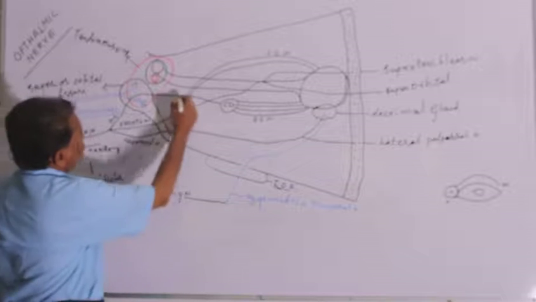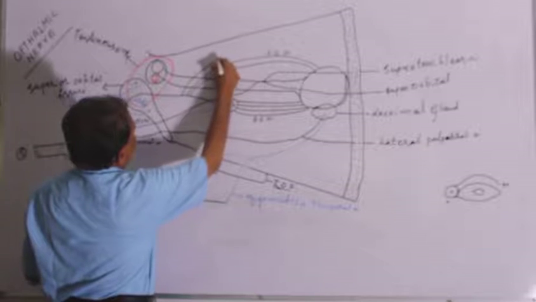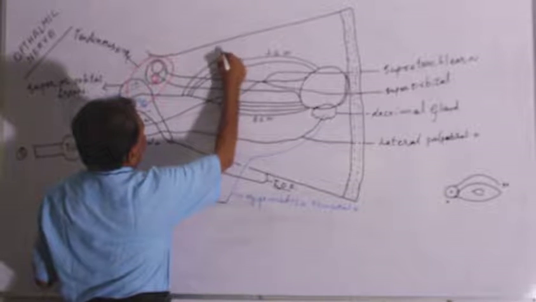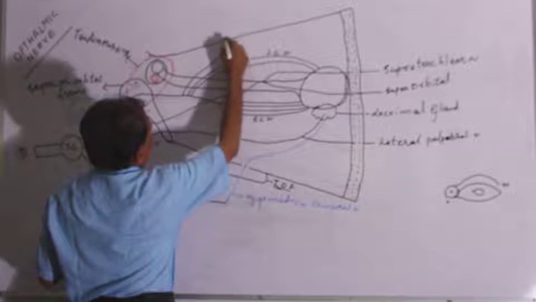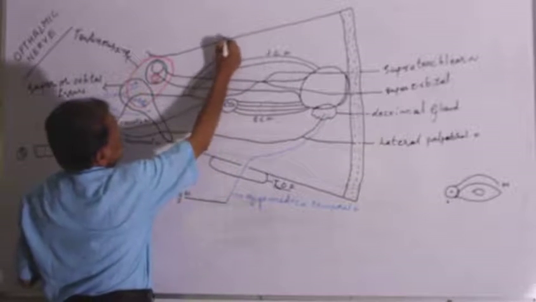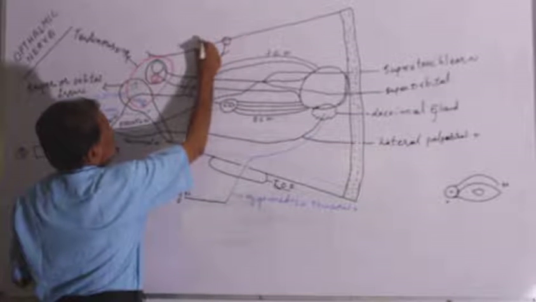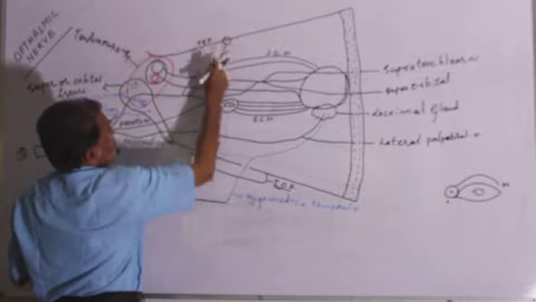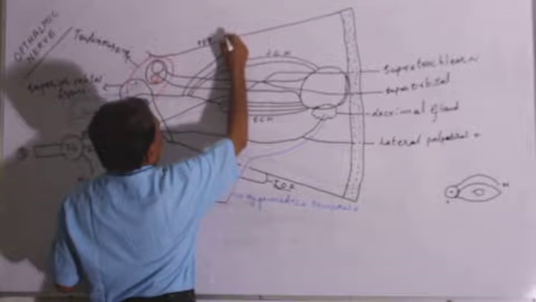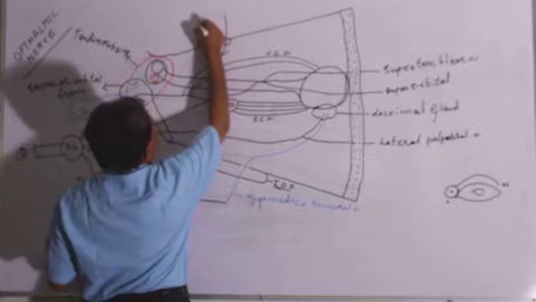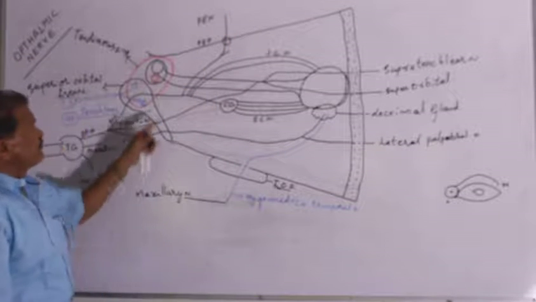And it gives another branch. Here there is the ethmoidal foramen, called the posterior ethmoidal foramen. It enters into the posterior ethmoidal foramen. This is the posterior ethmoidal nerve.